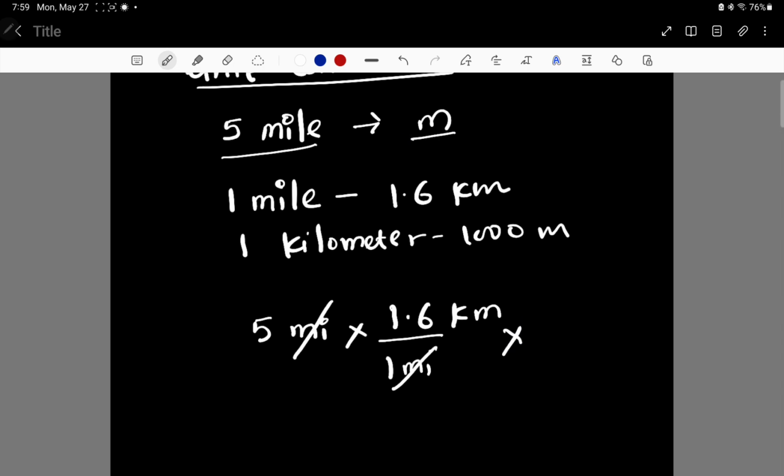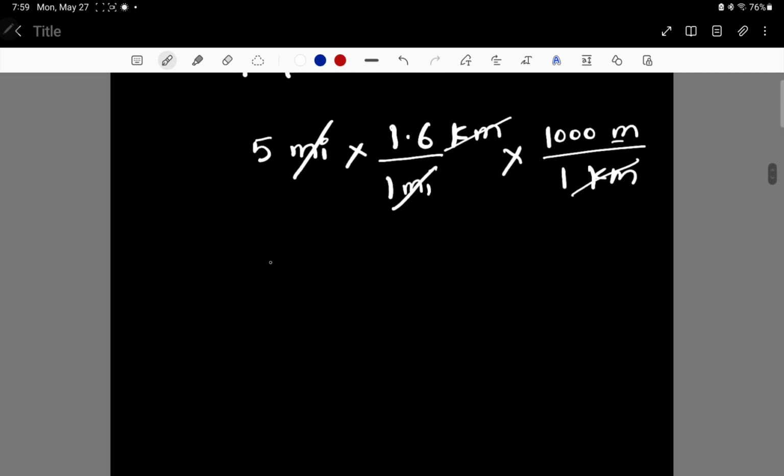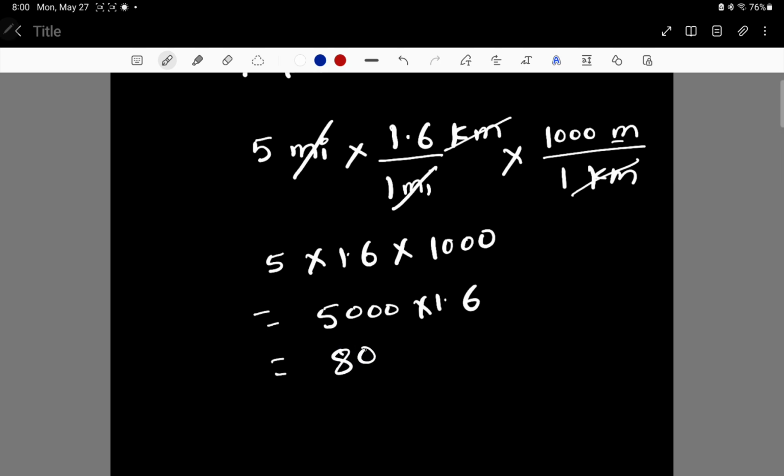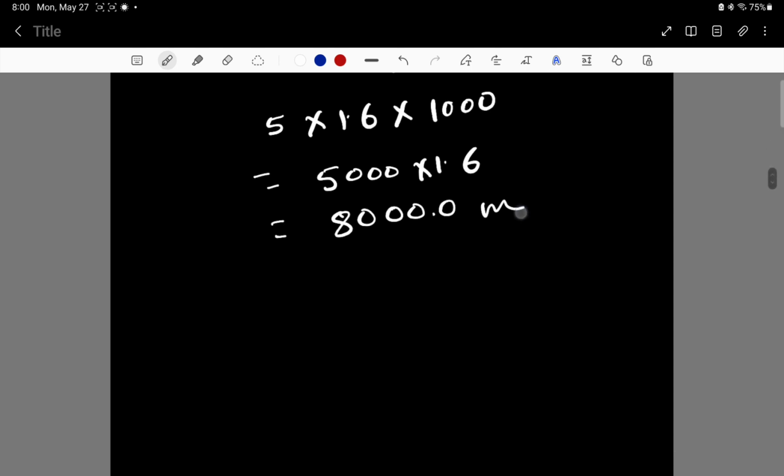That's why I still need some conversion factor, which is 1000 meter divided by 1 kilometer, right? I will be canceling this one and I get meter over here. So my final value is 5 times 1.6 times 1000. So you can multiply 5000 times 1.6. So this is the conversion. 5 mile is equivalent to 8,000 meter.